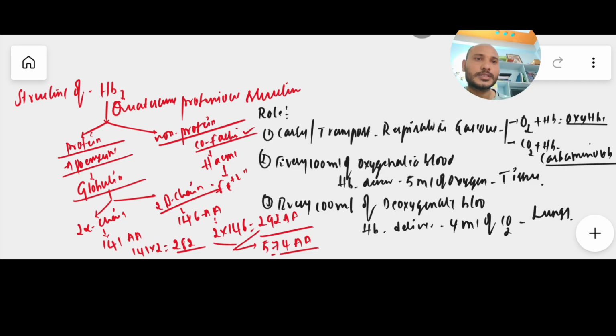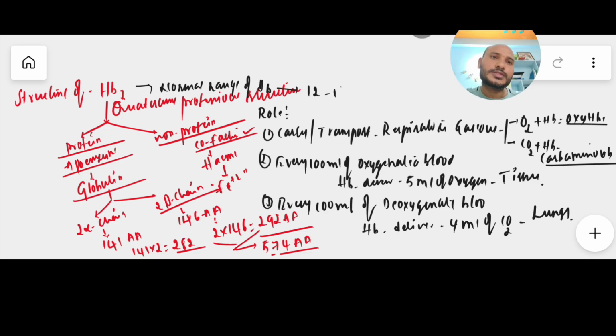Generally, the normal range of hemoglobin in humans is 12 to 16 grams per 100 ml. If it is less than 5 grams per 100 ml, it leads to a disease called anemia. The lifespan of RBC is generally 120 days or 4 months. After completion of its life cycle, it undergoes lysis, meaning it is destroyed.